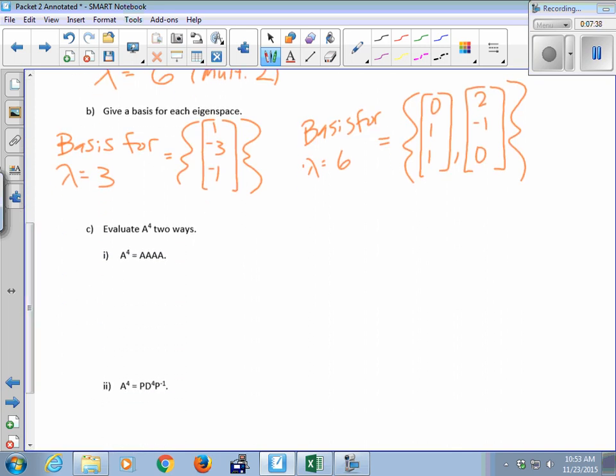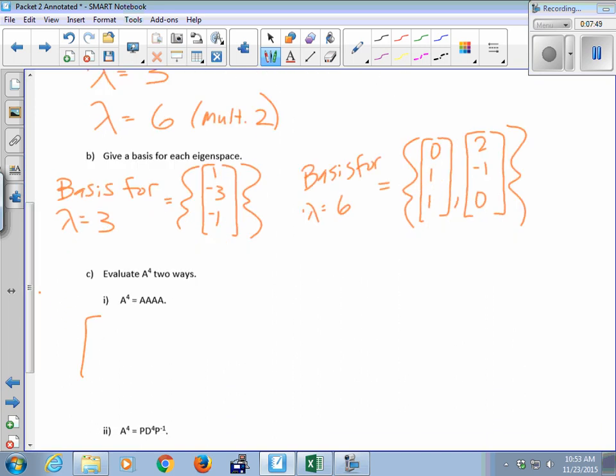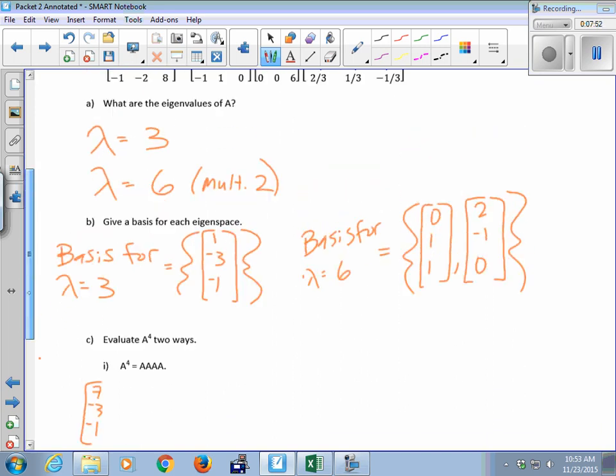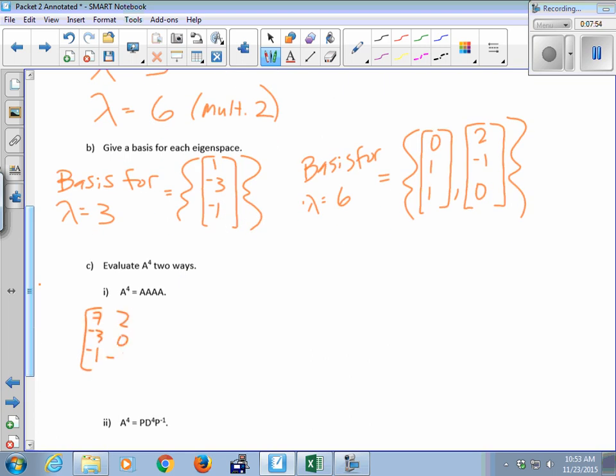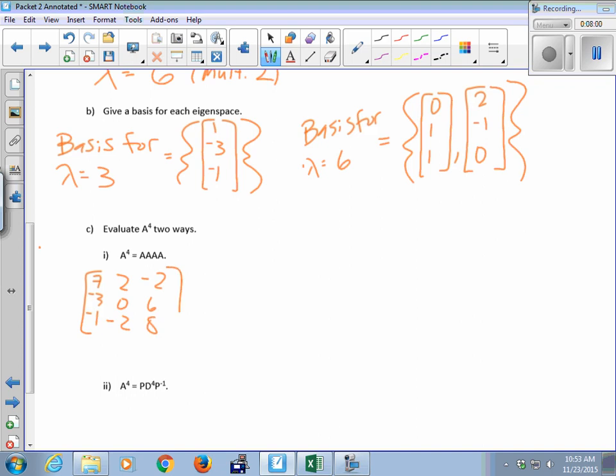All right, if I want to evaluate A to the fourth, I want to do it two ways. The first way is the long way, A times A times A times A. I have to write this out. 7, -3, -1, 2, 0, -2, -2, 6, 8, times itself 4 times. I could have my calculator do it, but it actually takes a lot of computing power. Even if you're having a calculator or computer do it for you, that's a lot of computations, so it would take a pretty good amount of time.